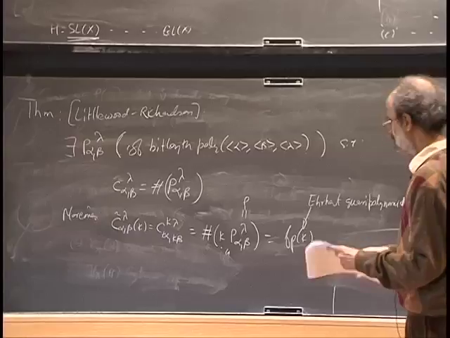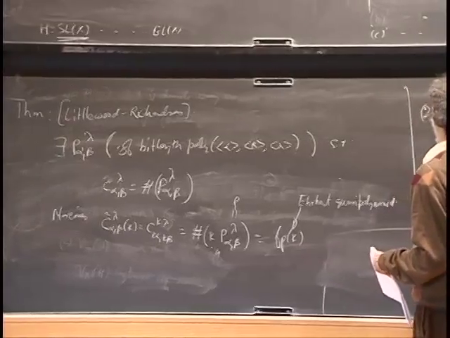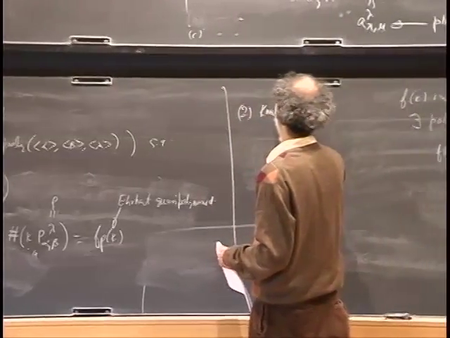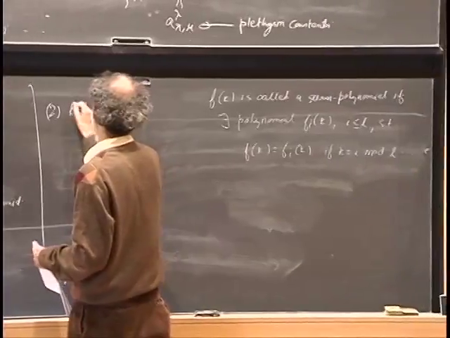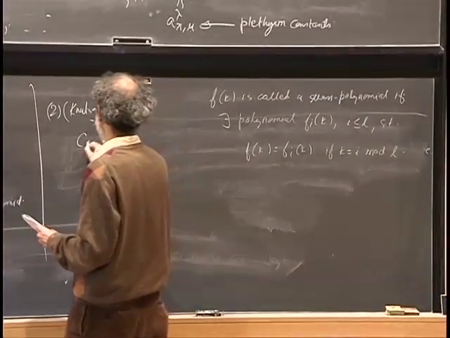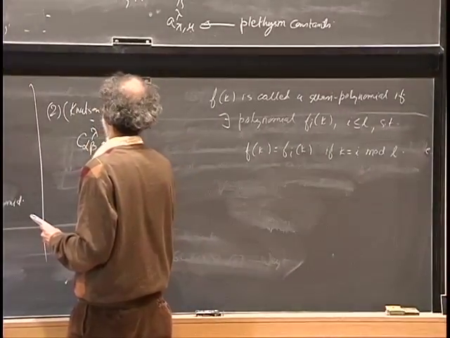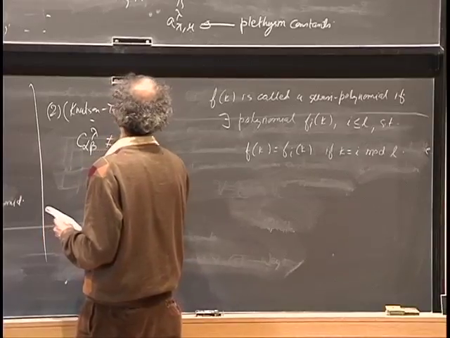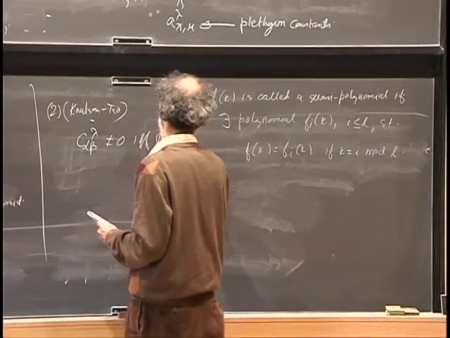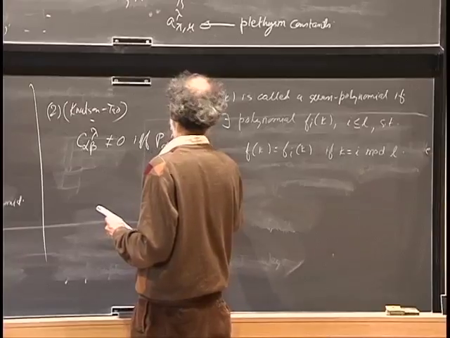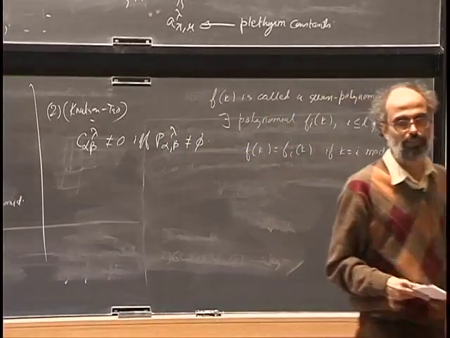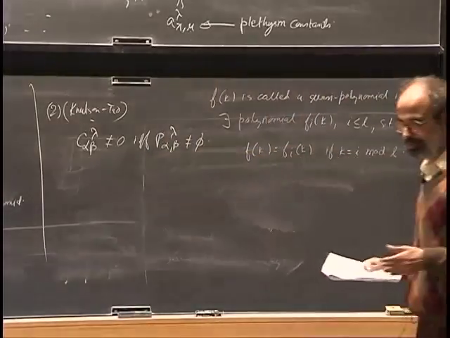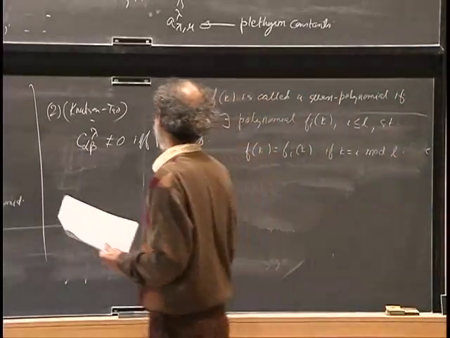So that is classical. Then, this is the saturation theorem of Knutson and Tao, which says that C alpha beta lambda is not equal to 0 if and only if this polytope P alpha beta lambda is not empty. So if it is not empty, it always contains an integer point. That is the saturation theorem.